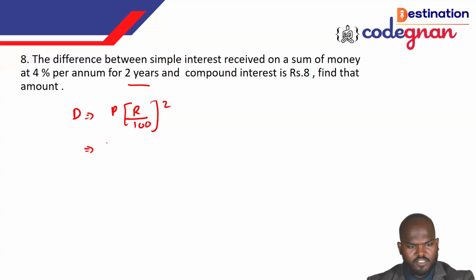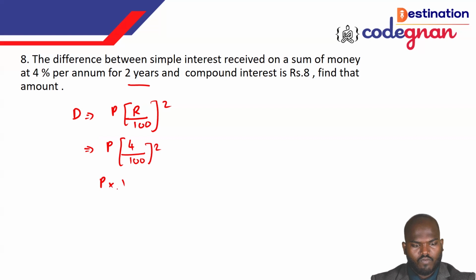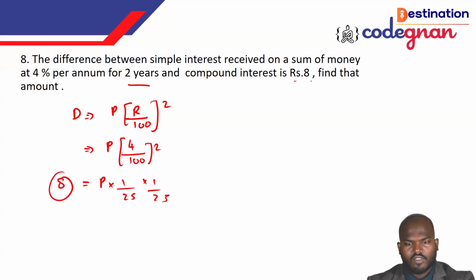Once you declare the principal, the R you can take as 4. So (4 by 100) whole square gives you 1 by 25. That is P times 1 by 25 times 1 by 25. The difference they have given here is 8. You see this one? They have given the 8, right? The difference between the values equals 8.